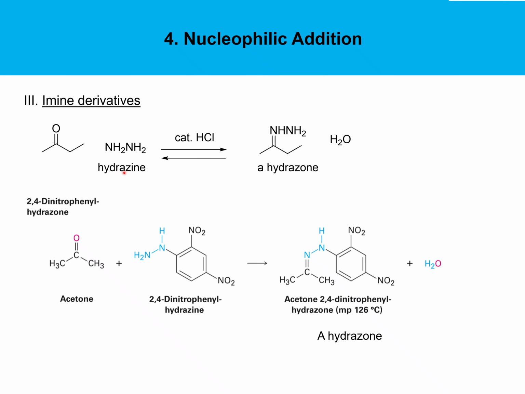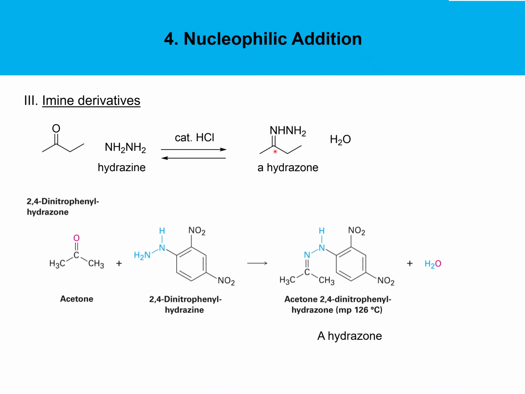Amines come in other variations besides your typical primary or secondary amines. So there are certain amine-like molecules like hydrazine, which contain an NH2 bonded to another NH2. And these types of molecules will form what we refer to as imine derivatives when they're mixed with a ketone or an aldehyde. So for example, hydrazine, when mixed with this ketone and HCl, will form an imine derivative called a hydrazone. So hydrazones are imines of hydrazine.